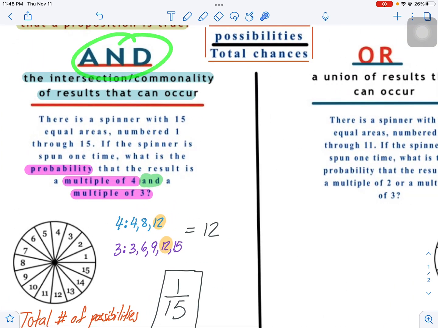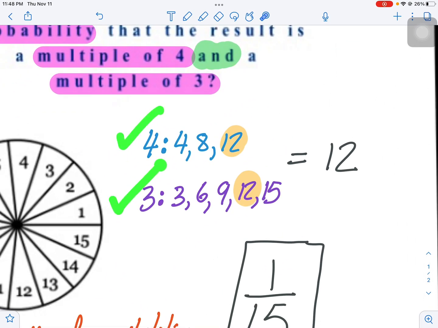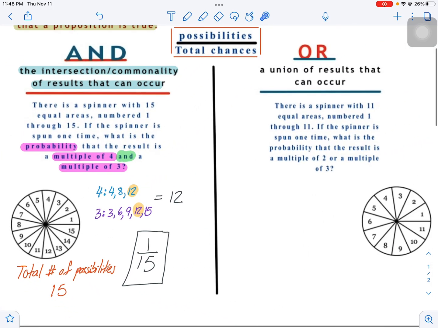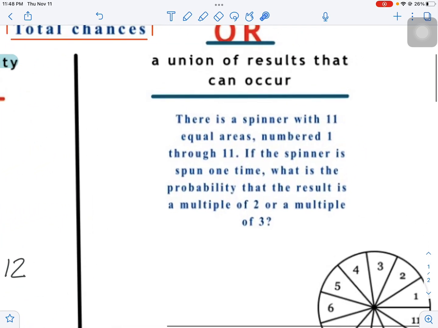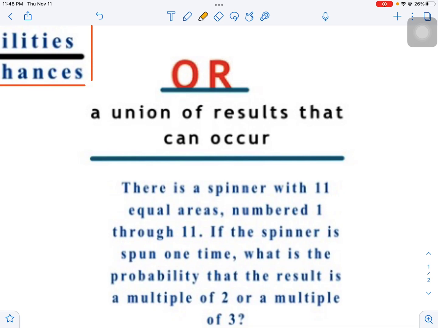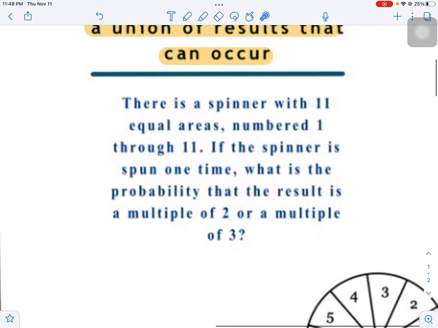Whenever you see "and," it's got to be numbers that are on both lists. That is "and." All right. Let us now take a look at "or." So "or" says, let's write the definition here. Or says, a union of results that can occur. Now, union means when things come together. So let's take a look at our example.